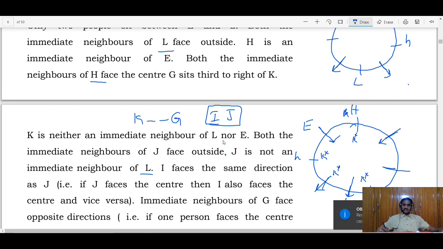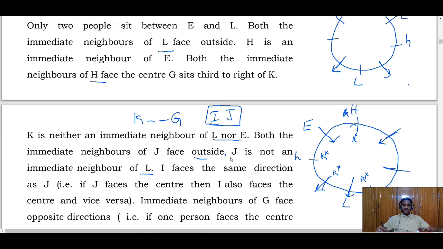K is neither an immediate neighbor of L nor E. Both the immediate neighbors of J are facing outside. Now where can we have J? Immediate neighbors of J, J cannot be here. Hence J must be here. Immediate neighbors of J are facing away from the center. Now these are the two persons who are facing away. J is not an immediate neighbor of L, so J cannot be in these two places.